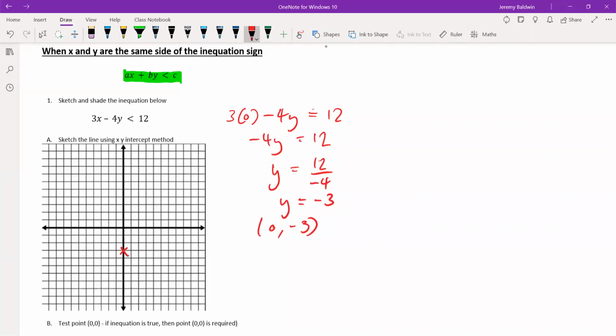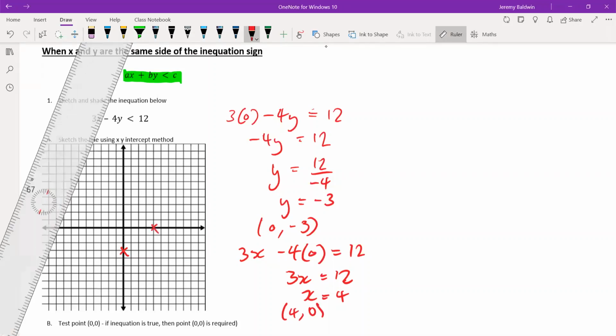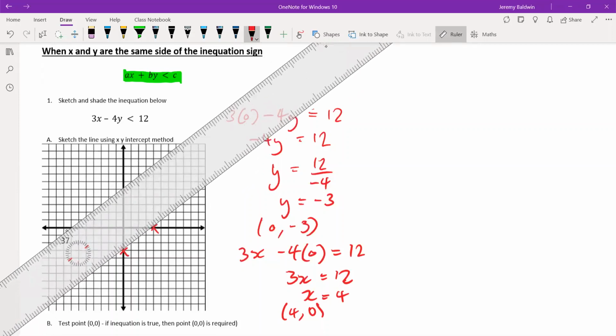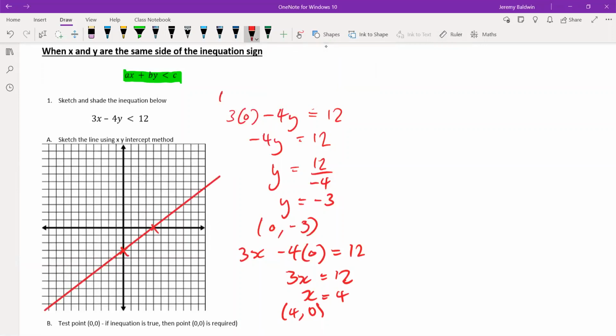So 0, -3 is there. And then the next one, you'd sub in y is 0. So 3x minus 4 times 0 equals 12. So 3x is 12, so x is 4. I know you guys are all pretty good at doing that stuff, so I won't spend too long explaining that. So 4, 0 is your next point: 4 on the x, 0 on the y. So there's your line. Again, you can use that method with pretty much every equation, but it's easiest for the ones that have x and y on the same side of the equal sign. So there's your boundary line. Let me just put a little heading there: that's to find the boundary line.